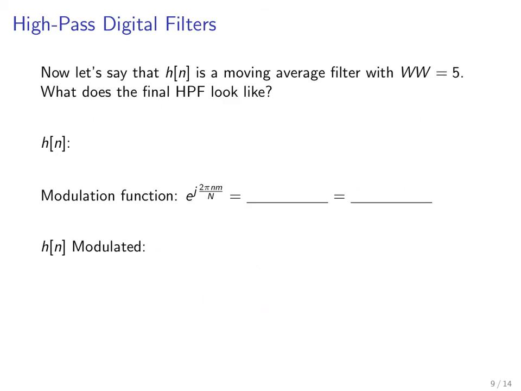So now that we've solved for the fact that little m has to be 512, let's look at what h of n would then look like if it were a moving average filter with window width 5. So then the question is, what does the final high-pass filter look like? Well, starting out, we have the h sub n, which looks like this. It's going to be mostly zeros, but then it's going to have 5 non-zero samples of height 1/5.